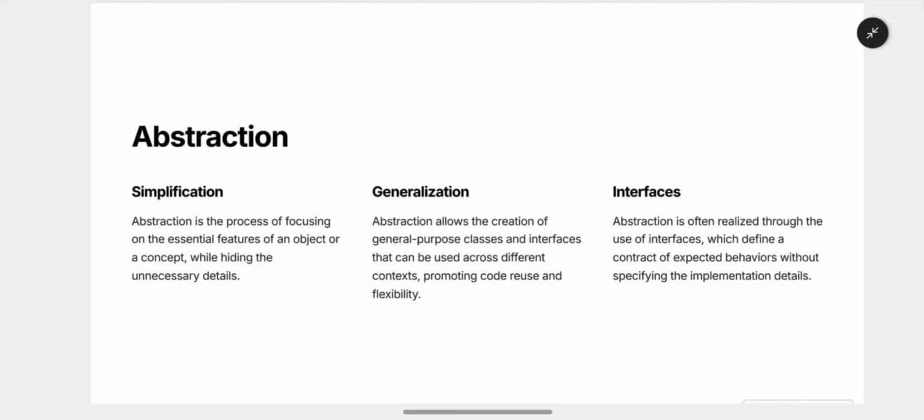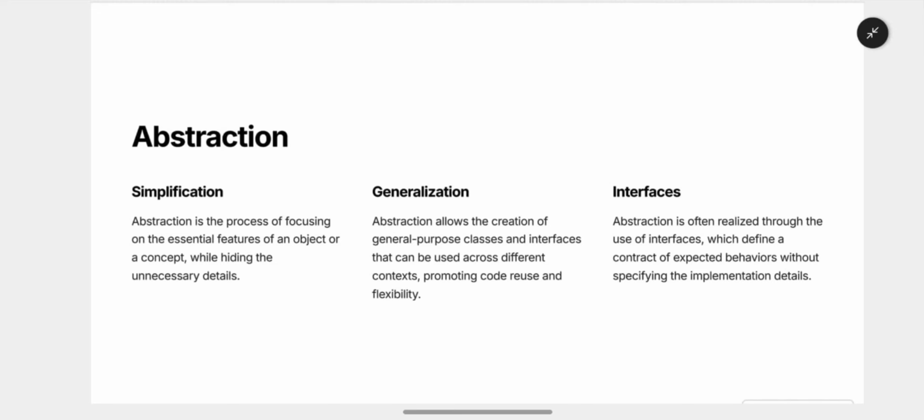In abstraction, we can see three types: simplification, generalization, and interfaces. In simplification, abstraction is the process of focusing on the essential features of an object or a concept while hiding the unnecessary details. And in generalization, abstraction allows the creation of general-purpose classes and interfaces that can be used across different contexts, promoting code reuse and flexibility.